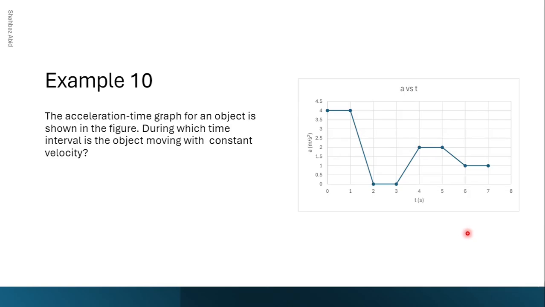Let us see this example. The acceleration time graph for an object is shown in the figure. During which time interval is the object moving with constant velocity? Think about it and try to solve this problem.